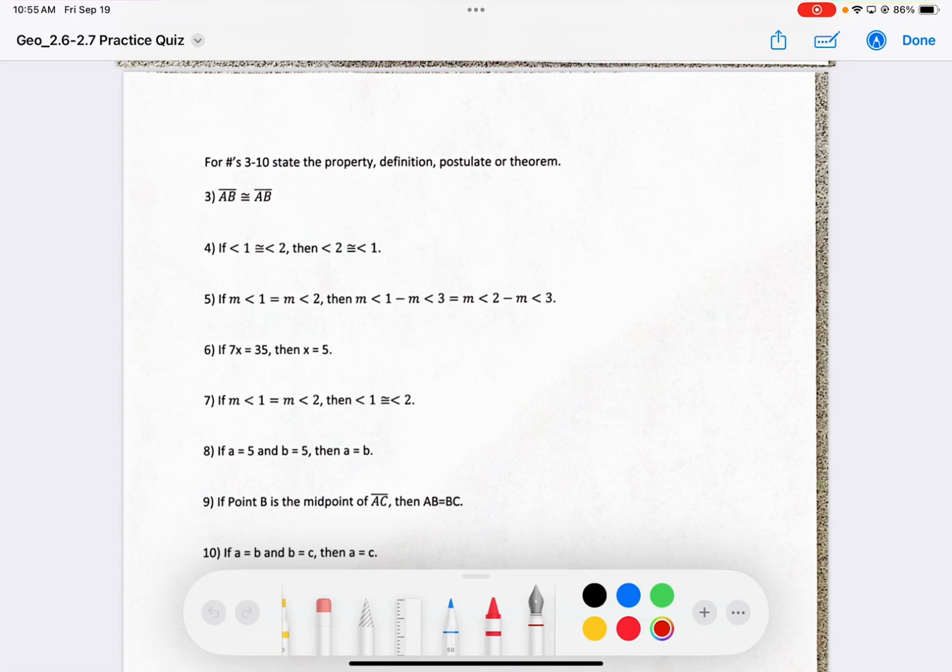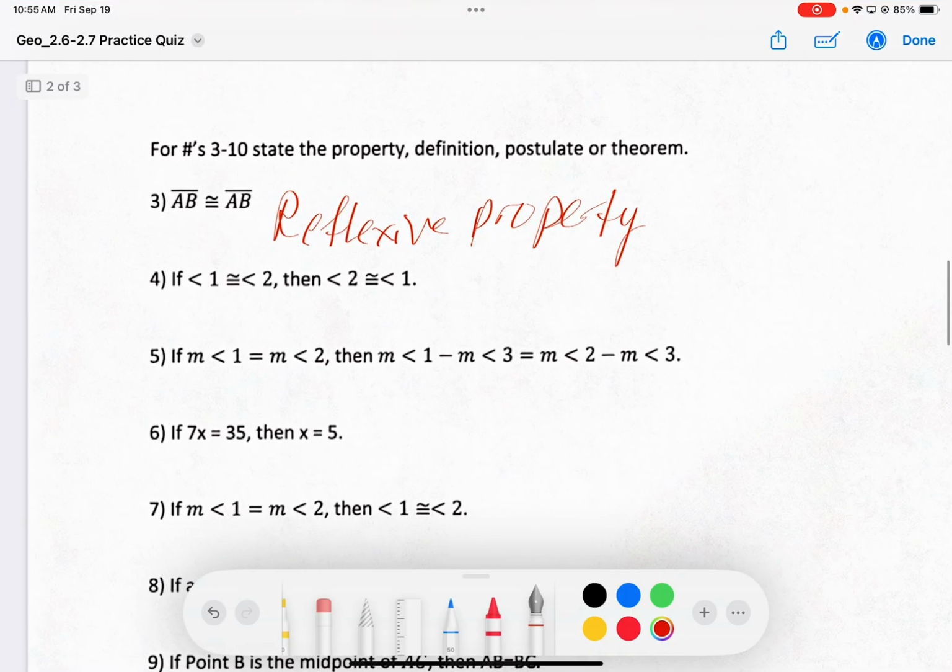You said what? Not transitive. Not definition. What did we have when something was congruent to itself? Same thing on both sides. I heard it. What is it, Braden? Reflexive property.